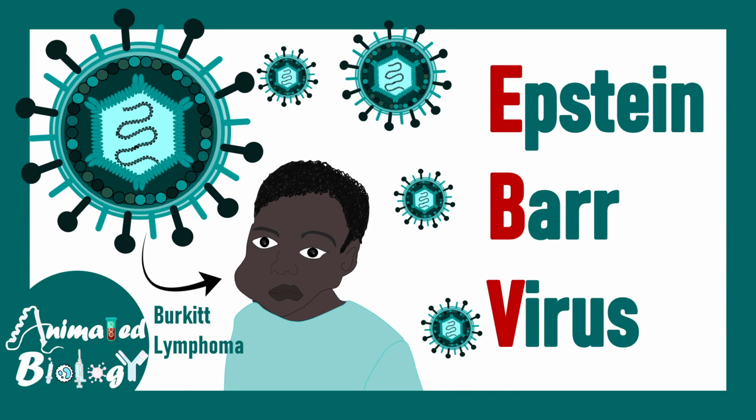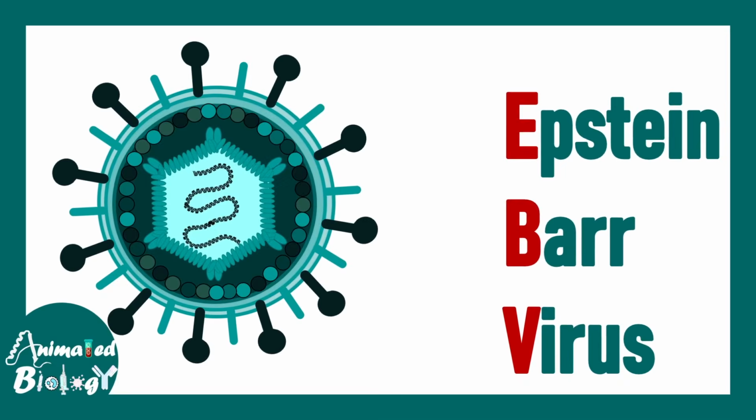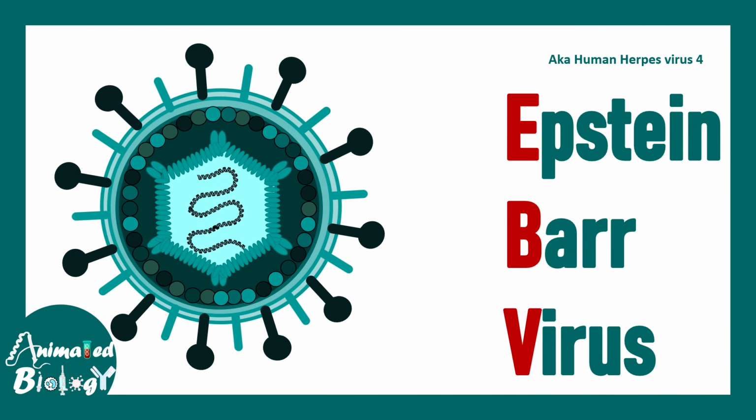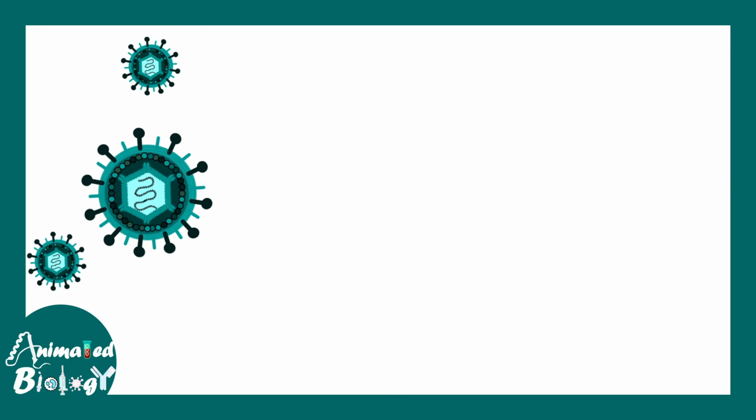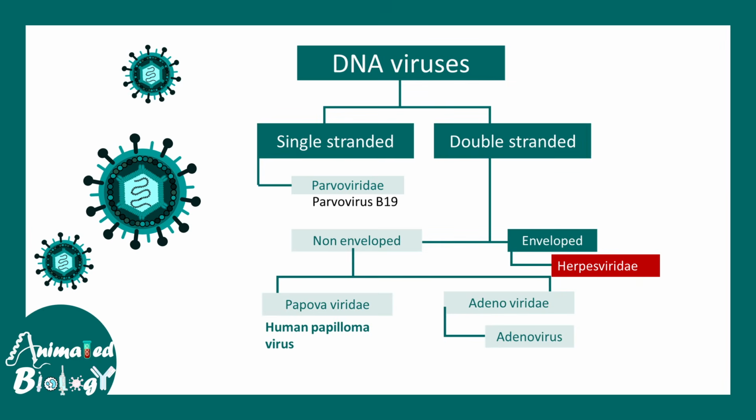It's a quick recap. Epstein-Barr virus is also known as human herpes virus 4, and it's a double-stranded DNA virus. Let us look at the components. It has nucleocapsid, envelope glycoproteins, and viral tegument or matrix proteins. This particular virus falls under DNA viruses, which are double-stranded, enveloped, and fall broadly into the herpesviridae family.